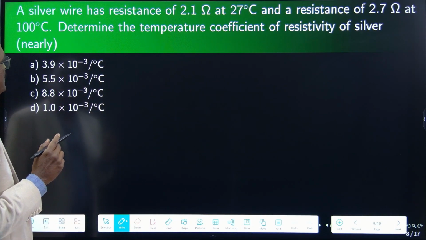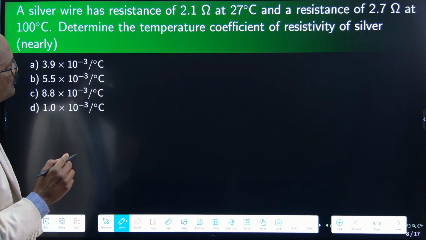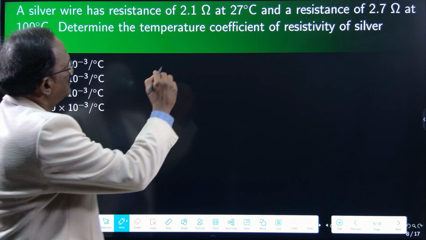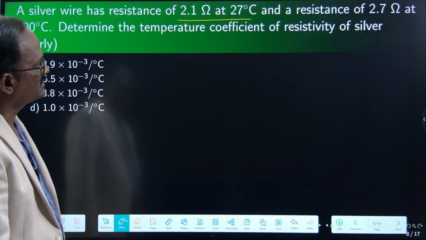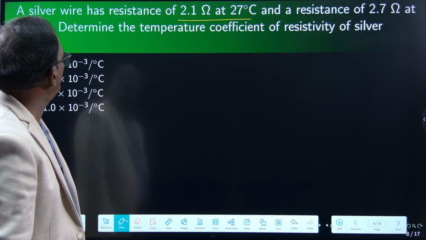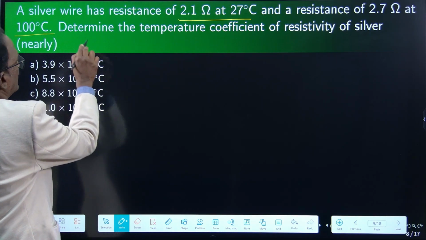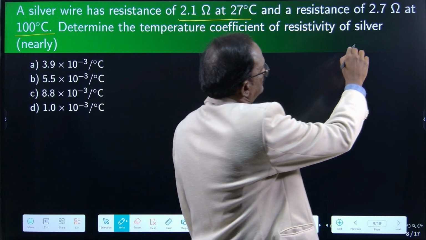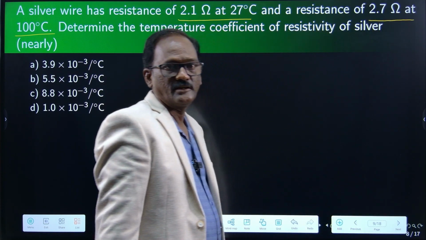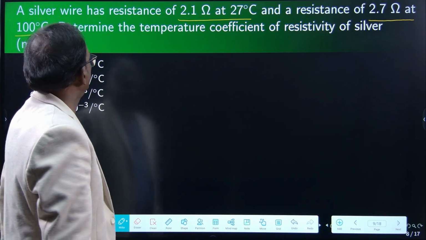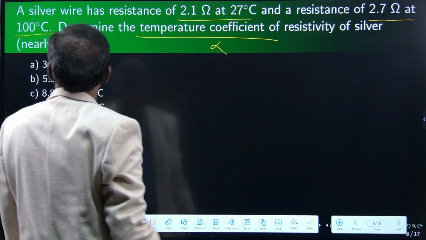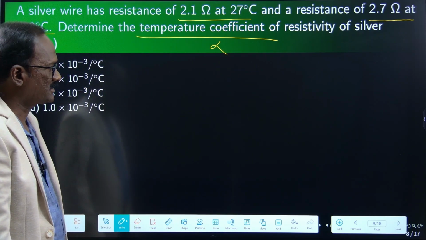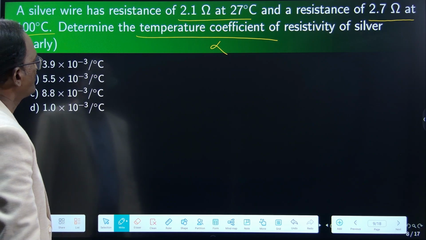Next one. A silver wire has resistance of 2.1 ohms at 27 degrees Celsius and a resistance of 2.7 ohms at 100 degrees Celsius. When temperature is changing, resistance is changing. Determine the temperature coefficient alpha. Alpha is how much?